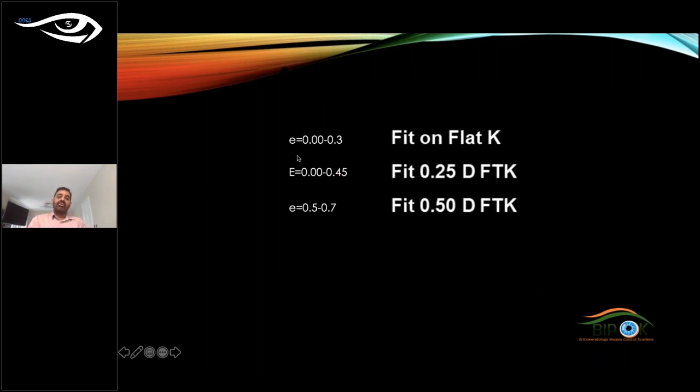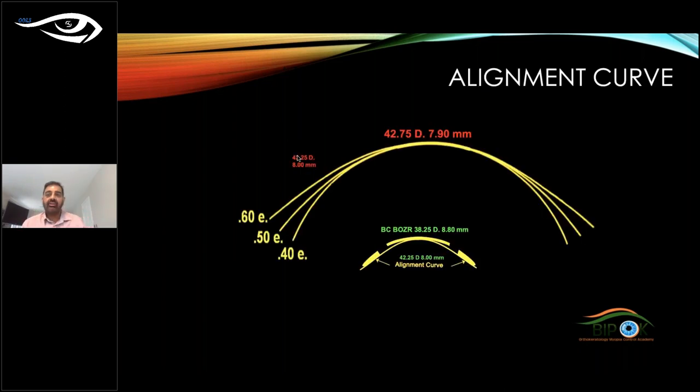Now, if E was 0.00 to 0.3, then you fit on flat K. If E was 0.3 to 0.45, fit 0.25 flatter than flat K. If E was 0.5 to 0.7, fit 0.50. So if you look here, the alignment curves, this is what the E value is very responsible for. And one of the manufacturers' contact lenses actually specifically fits on E, eccentricity values.